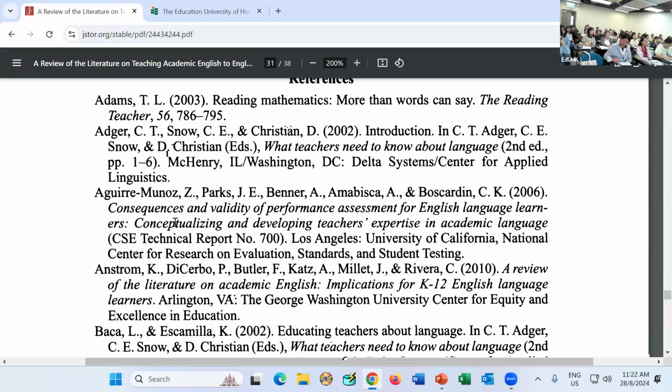Right, and now I guess you understand the tricks here. Let's look at Adams. There's a last name, initial, year. And then what is reading mathematics? And then more than words can say. What is this? This is a name of an article, yes. And one more thing is you don't need to capitalize every single word, always the first word only. And after colon, you can have it capitalized again. After colon, after full stop.